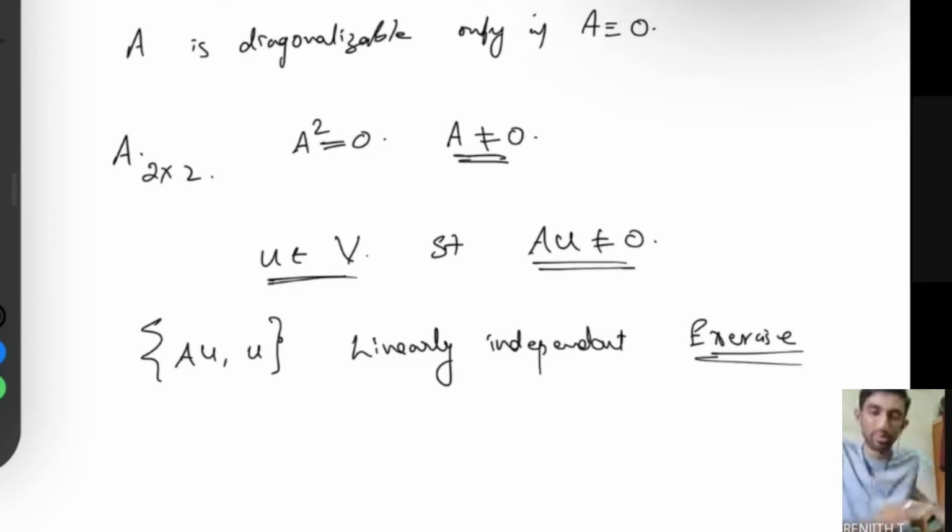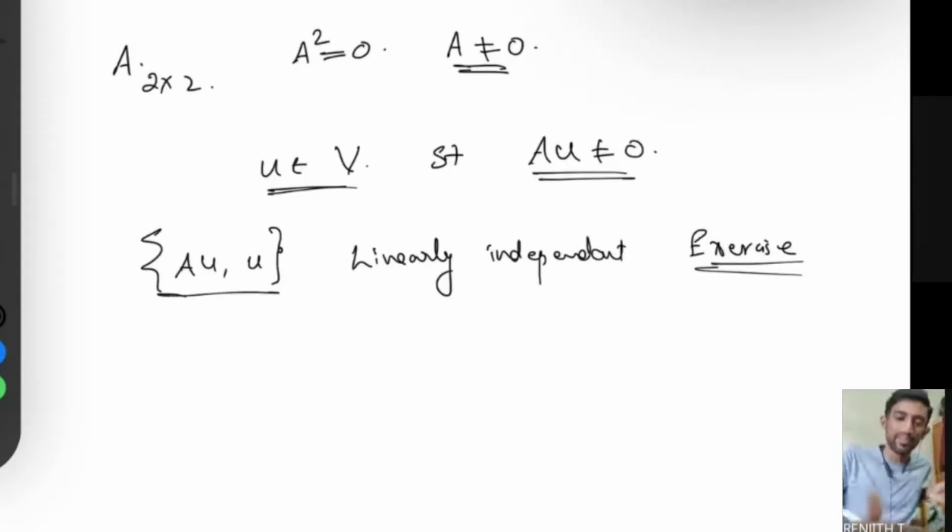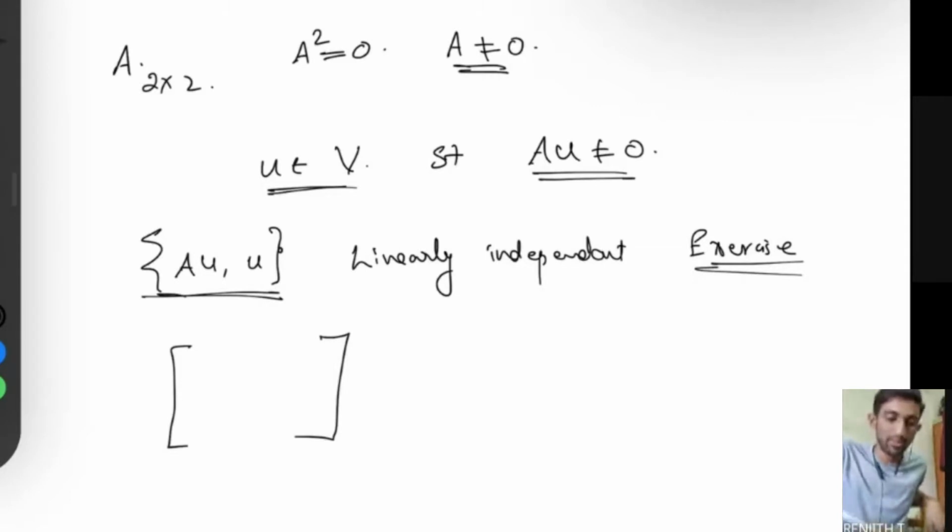So A is a 2 by 2 matrix with A square equal to 0, A not equal to 0. You will find a U belonging to V such that AU is non-zero. Then you will get a 2 element set which is linearly independent, so it will form a basis. Now compute the matrix of A with respect to this basis. What will be the first element? A of AU. It will be A square U and it is equal to 0.